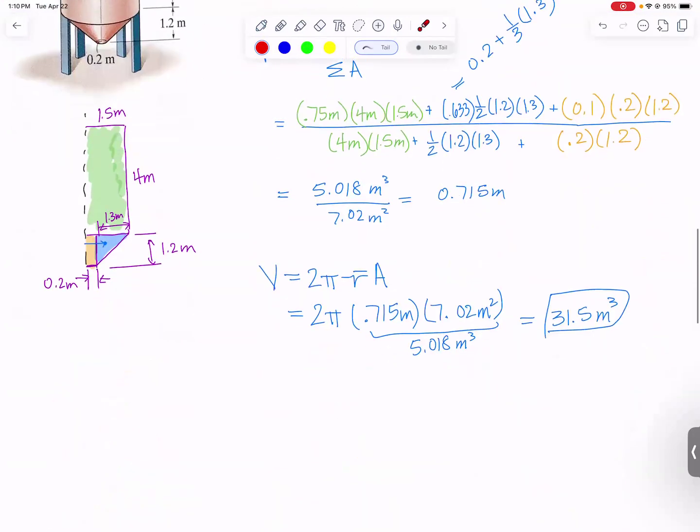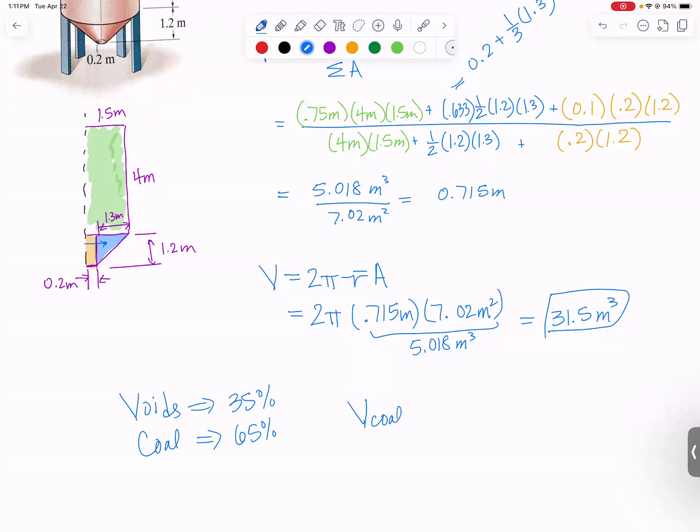So the easy way to do this is if voids are 35%, then the actual coal is 100 minus that, which is 65%. So that's the volume of the hopper. So the volume of the coal is 0.65 times 31.5 meters cubed, which is 20.5 meters cubed. We solved the problem. I want to do one more thing before we're done though.